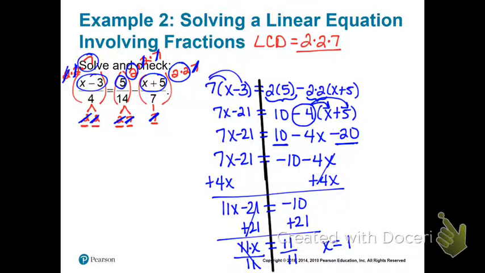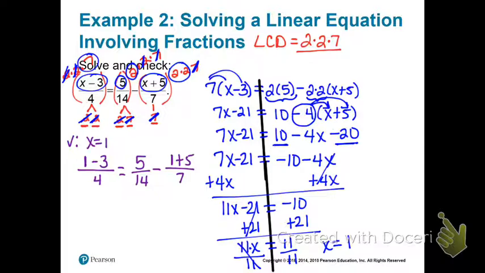But I need to make sure I check this. So we're going to check it. And we're going to check when x equals 1. So I'm going to set up my problem. It was x minus 3 over 4. And so I'm going to plug in that 1. Equals, this is just 5 over 14 minus x plus 5 over 7, and plug in the 1 for the x.